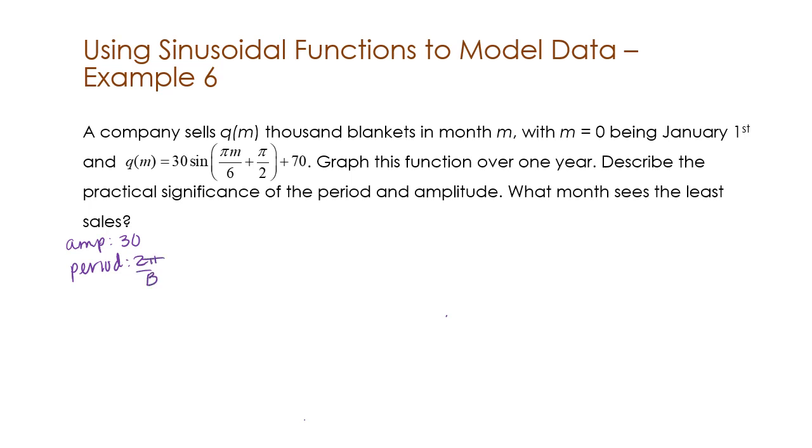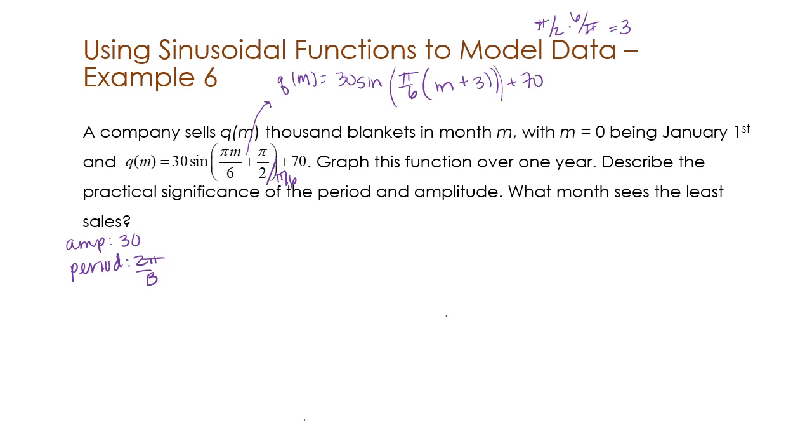So the first thing I'm going to need to do is factor this out. This is going to give me 30 times the sine of, I'm going to pull that pi over 6 out in front. When I divide that by pi over 6, I'm left with an m. And then if I divide pi over 2 by pi over 6, dividing by pi over 6 is the same thing as multiplying by 6 over pi. So that's going to leave me with 3, and then plus 70. This is going to help out a lot for all these things.